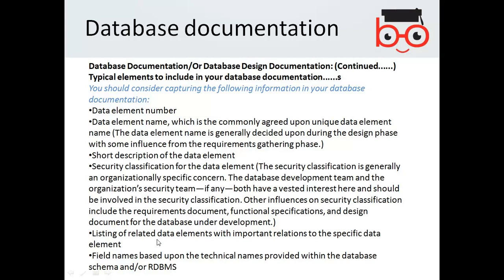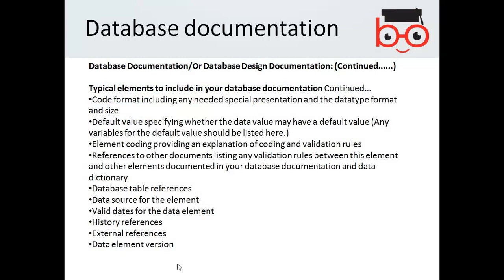A list of related data elements with important relations to the specific data, field names based upon the technical names provided within the database schema, and the core format, including any special presentation needs and data type format. For example, if you have a database with a table and a particular column, for example the column for the name of an employee, then which format will you be required to store? So code format is important.